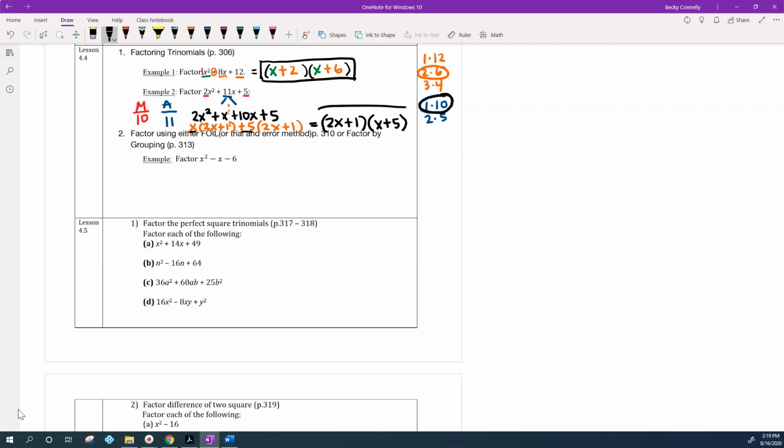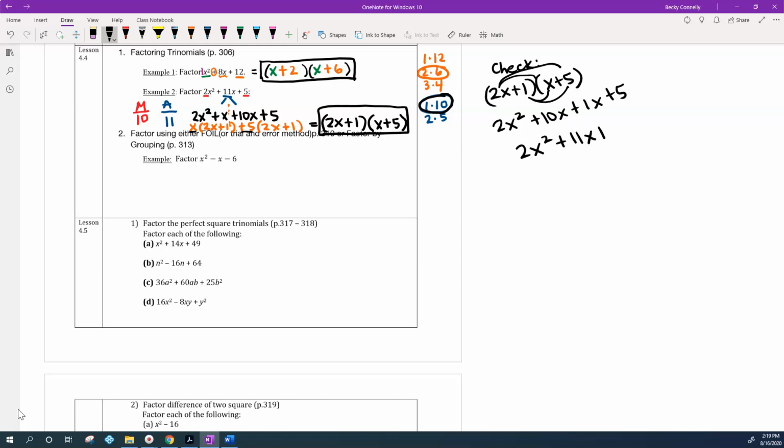Okay. And then I could check this by FOILing it together, right? So let's do that over here. I said that before, but let's check it so you can see what I mean. If I FOIL this together, I get 2x squared plus 10x plus 1x plus 5. And if I simplify that, I get this polynomial that I started off with, all right?